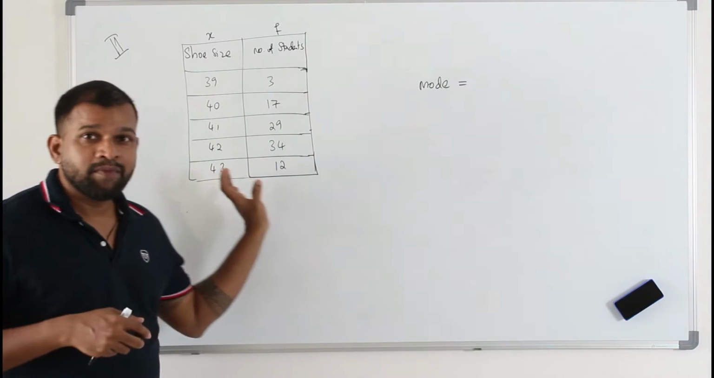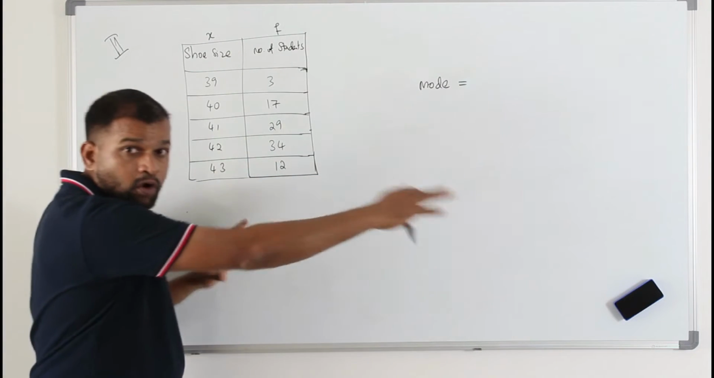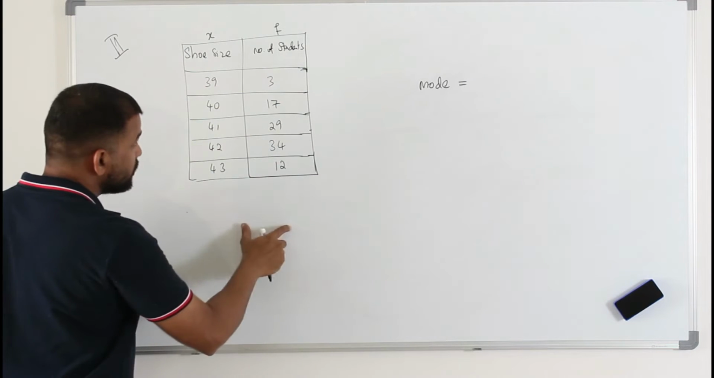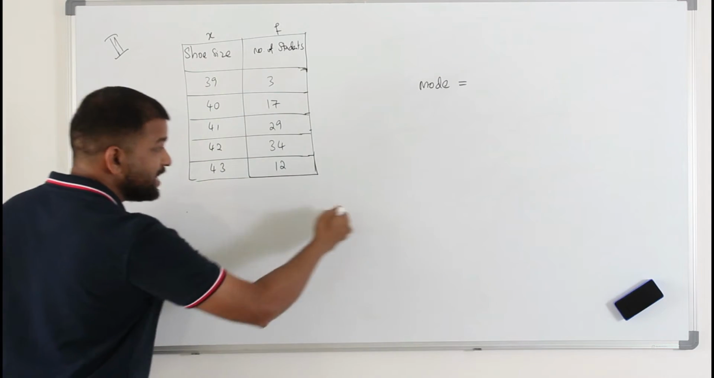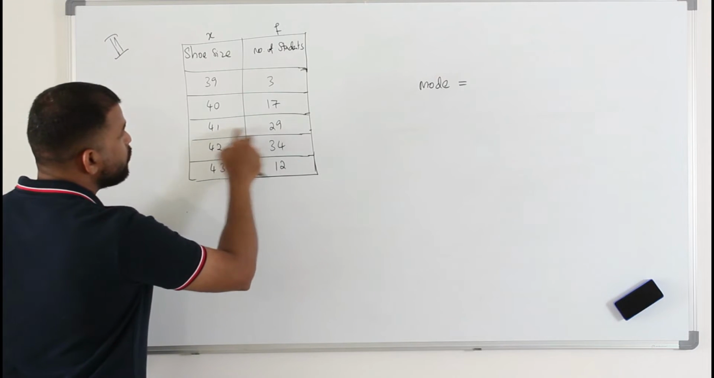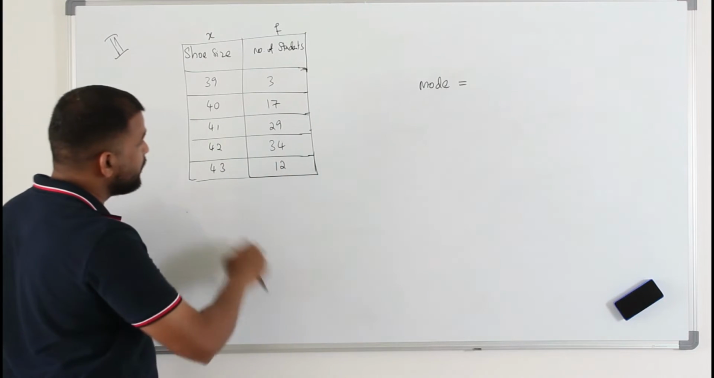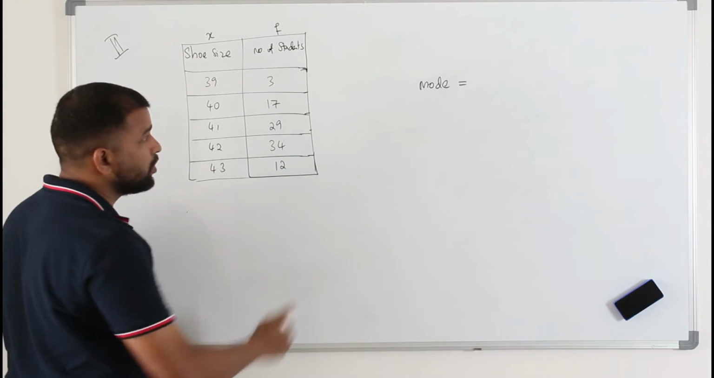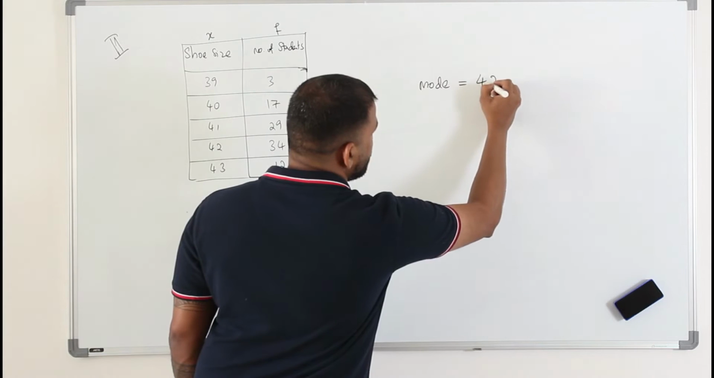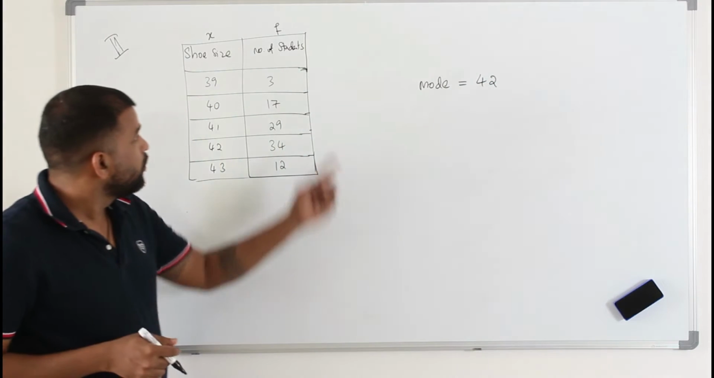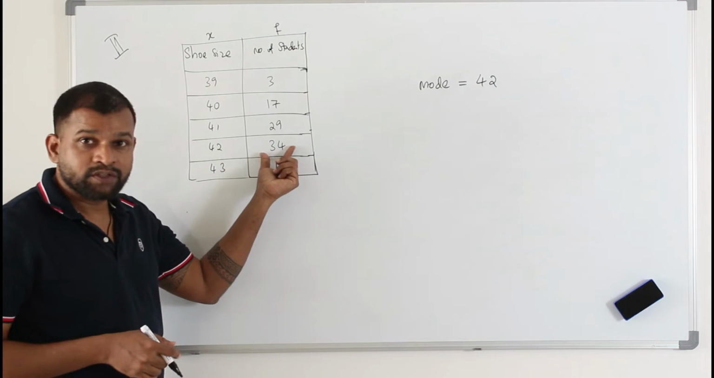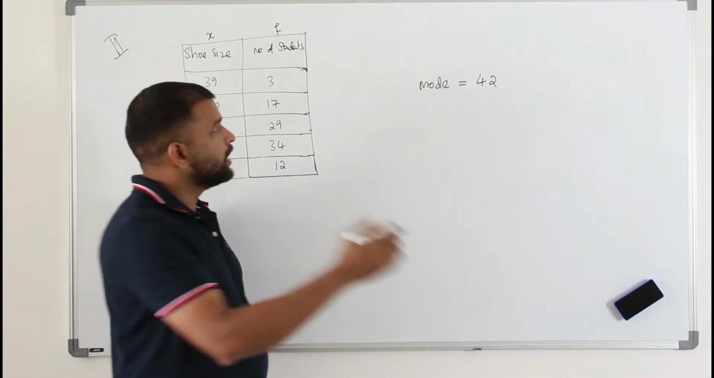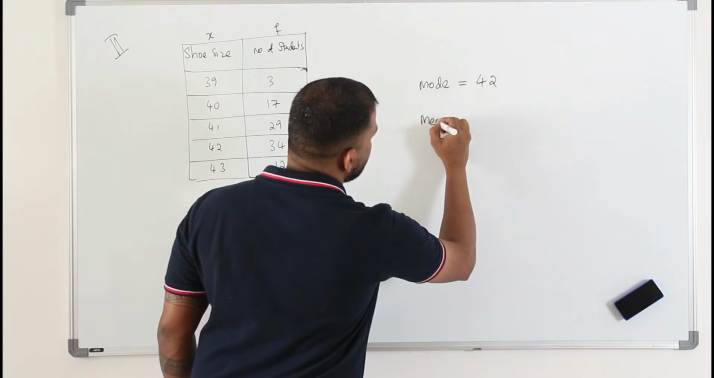If you write out all the numbers here, you are going to write 39 3 times, 40 will appear 17 times, and 41 will appear 29 times, 42 will appear more. So 42 is the most repeated number. That's going to be the mode. So always look for the highest frequency, the corresponding x, that's the mode. And then the next thing is finding the median.